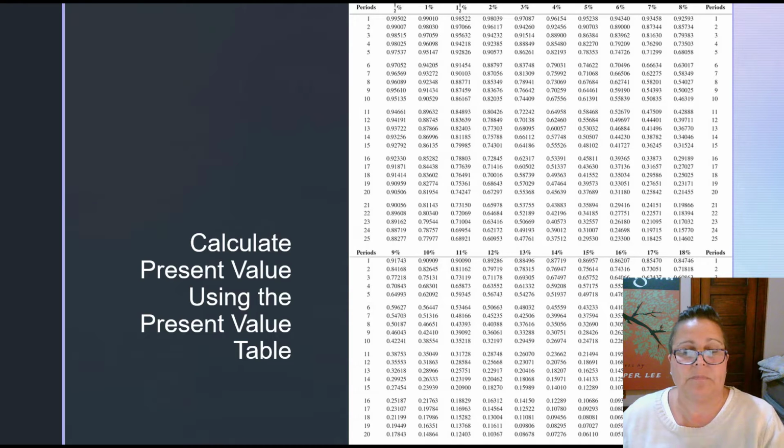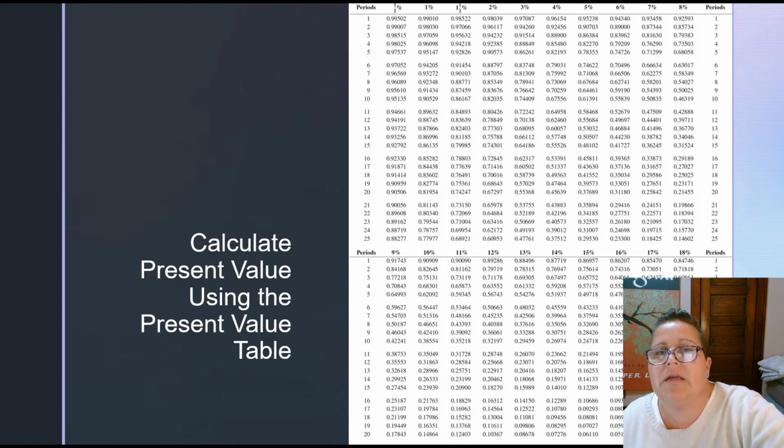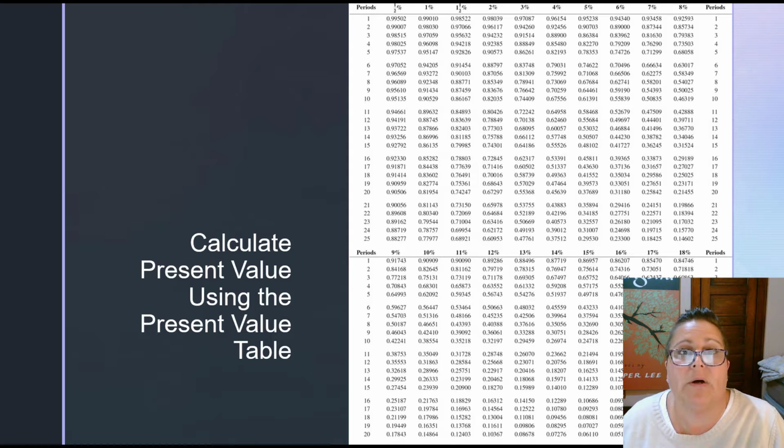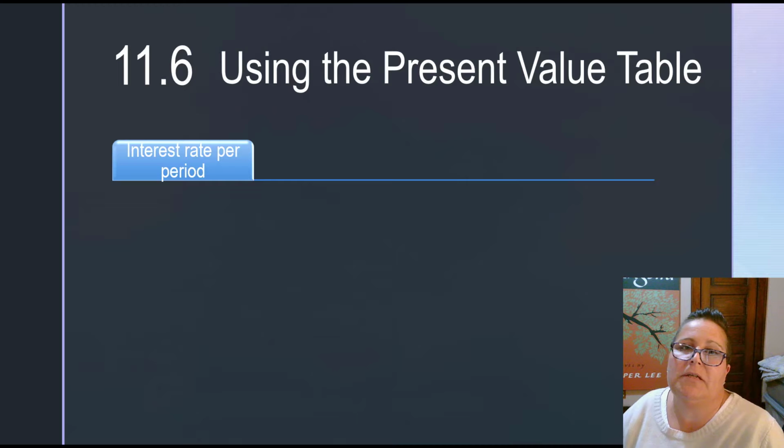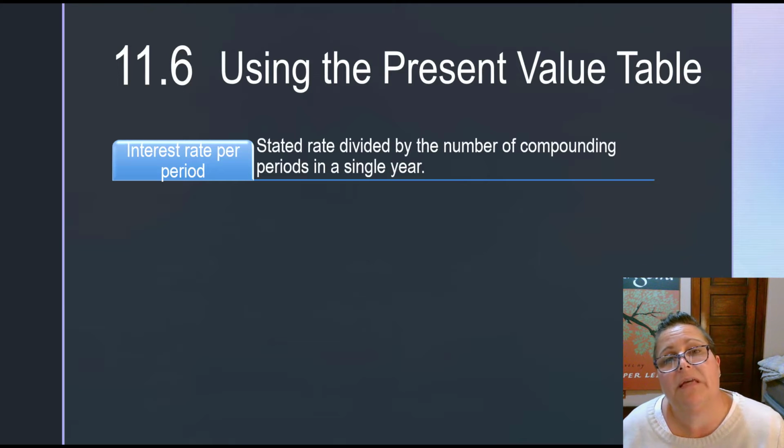All right? Again, present value. It will say present value or 11-2. All of the numbers in the present value table will be less than 1. Okay. All right. So using the present value table, we have to be able to find the same things as we did for the future value. That is, we have to know the interest rate per period, or the I value. This is your annual or stated rate divided by the number of compounding periods in a single year.